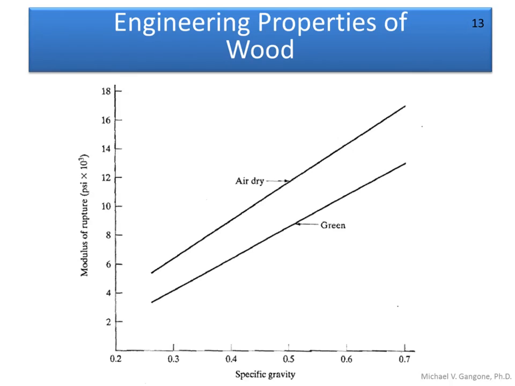modulus of rupture. And if, again, you take a look at the bending strength here, wood that is air dry, so with less moisture content, the modulus of rupture increases as opposed to something that has a higher moisture content, excuse me. And again, you can see here as the specific gravity increases, so too does the modulus of rupture.